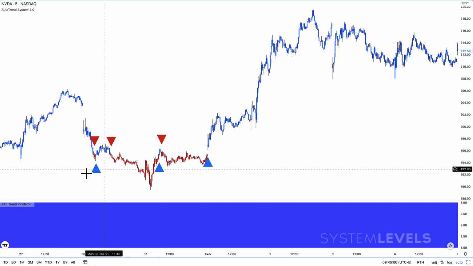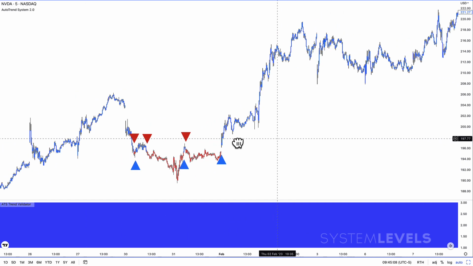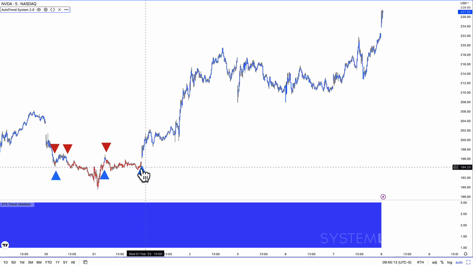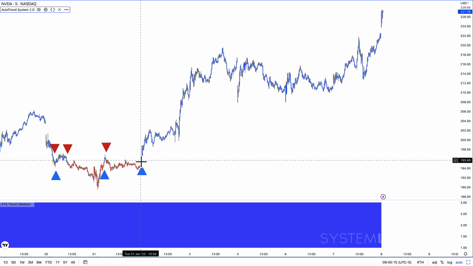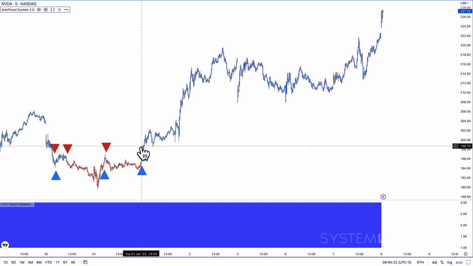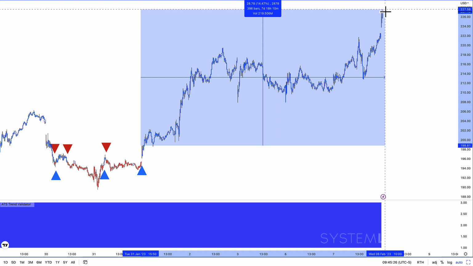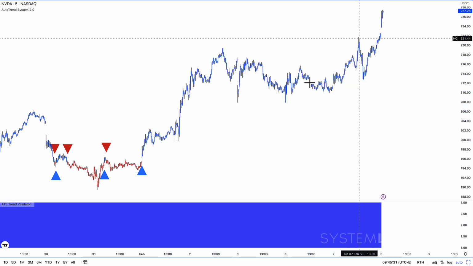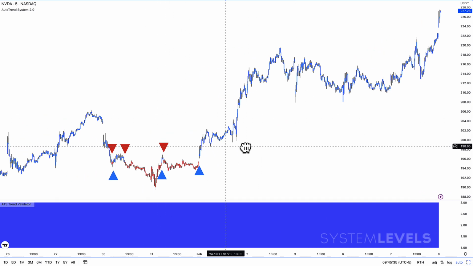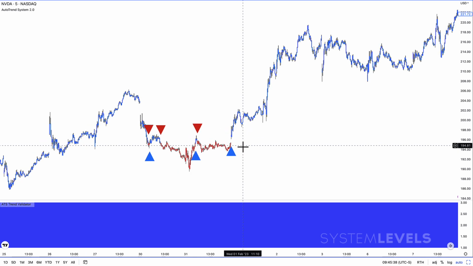So we can focus on the long signals only, which ended up working really, really nicely for Nvidia. We got this on the 1st of February. This is a 5-minute chart, obviously. And yesterday it closed here. Right now it's gapping up. So that was a potential gain of, let's see, $28 a share. $28 a share in a week, basically, on Nvidia. So I hope you can see the power of this tool.